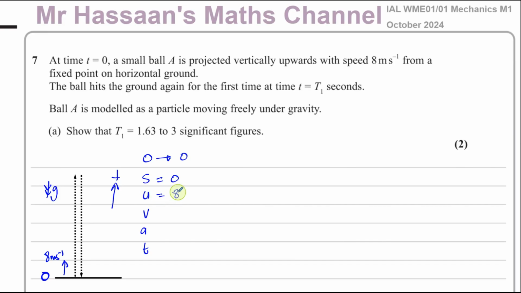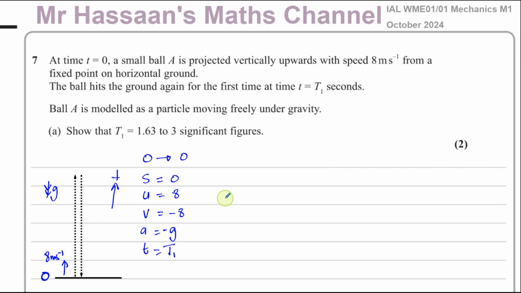Our initial speed is going to be 8. Because it's going back to the same level again, and there's no air resistance, the final speed will also be 8, but in the opposite direction, the direction that we are calling negative. So that's going to be negative 8. The acceleration is going to be negative g, because we're taking upwards as positive and g is acting downwards. And t is going to be t, we'll call it T1, as they told us to call it.